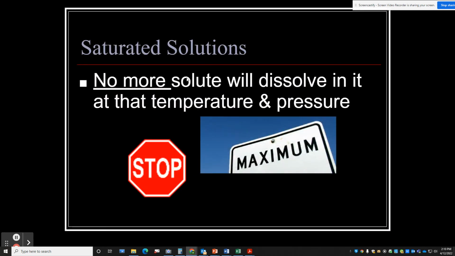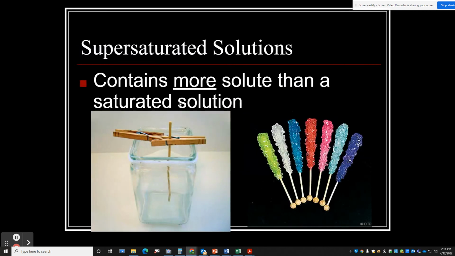Saturated solutions, no more solute will dissolve in it at that temperature and pressure. If I add one more granule, it won't dissolve. If I add one less, I can add one more and then it stops. It's the maximum amount that is allowed. Okay. And then supersaturated, it contains more solute. And when it contains more solute, things start to crystallize. So this is how rock candy is made.